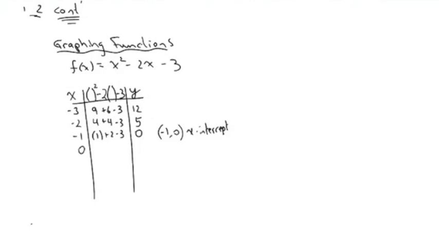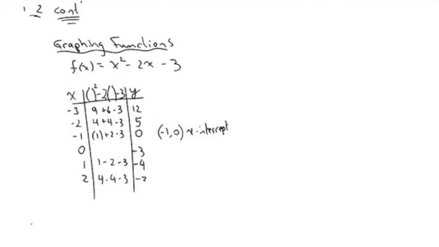Plug in 0, what do you get? I'm not even going to write it down. -3, because the first two terms will just go away and you're left with that -3. Plug in 1. You get 1, -2, -3, better known as -4. Plug in 2. That's 4, -4, so 4 minus 4 is 0, then -3.